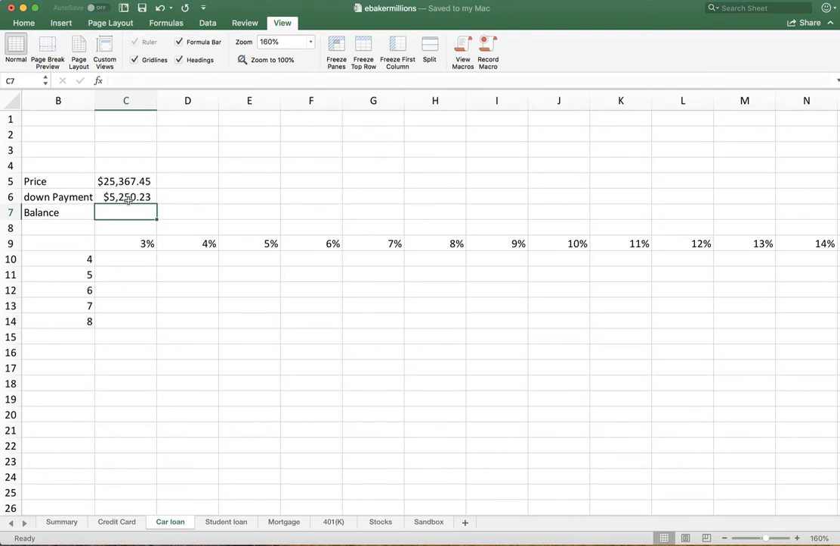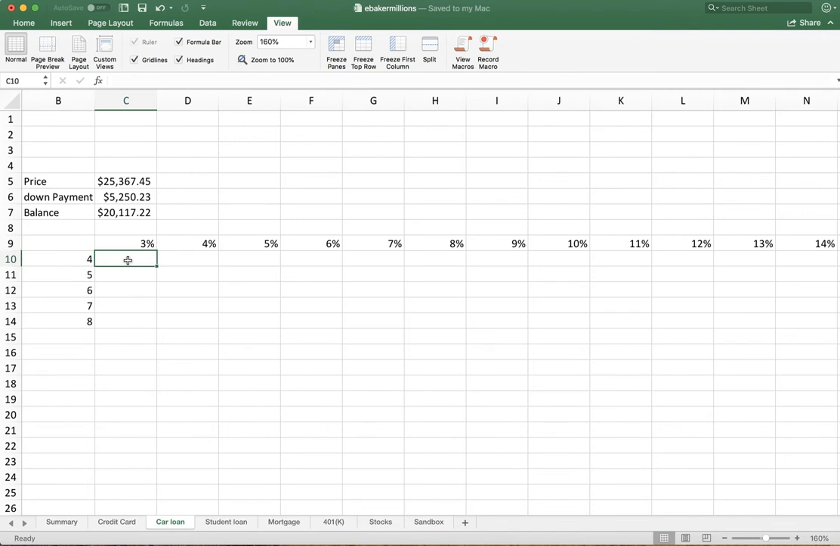We have $5,250.23, and we're going to put it towards our $25,367.45 car, which means I have to know how much money I'm going to borrow from the bank. So I need to make a formula which is going to be equal to this number minus the down payment. And then it gives you that you need to finance the car for the amount of $20,117.22. And again, we're going to find out then, what would our payment be if I do this loan for 4 years at 3%, and I put my payment here.